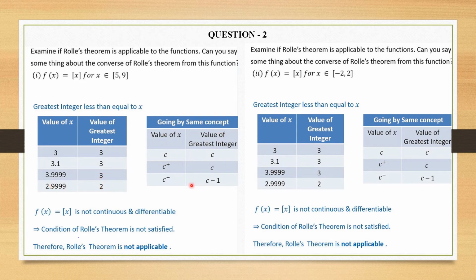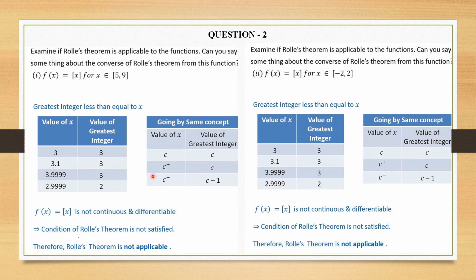So by the concept, the value of [x] at c is again c. For c plus h, it will be c, towards the left. And for c minus h, you will be having c minus 1. Okay, so this is the definition which we have done for the greatest integer function.